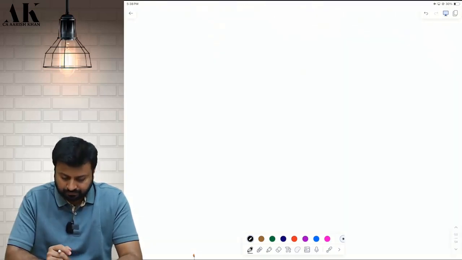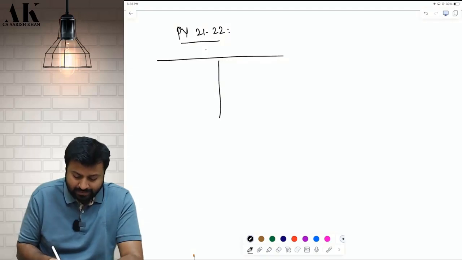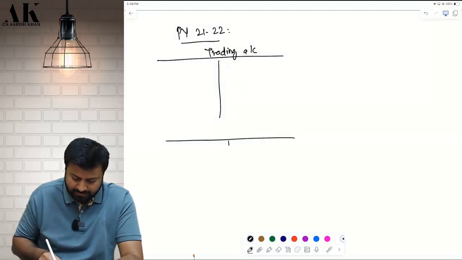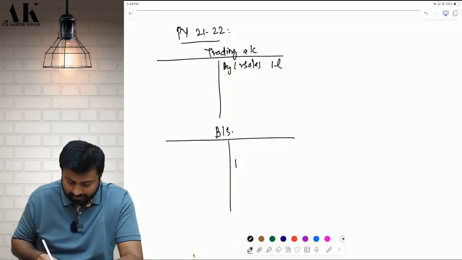Suppose this is previous year 21-22. This is my trading and P&L account. This is my balance sheet. Now I have sold some goods. So I'm passing a journal entry, credit sales 1 lakh to debtors, and in the balance sheet debtors are there of 1 lakh rupees.